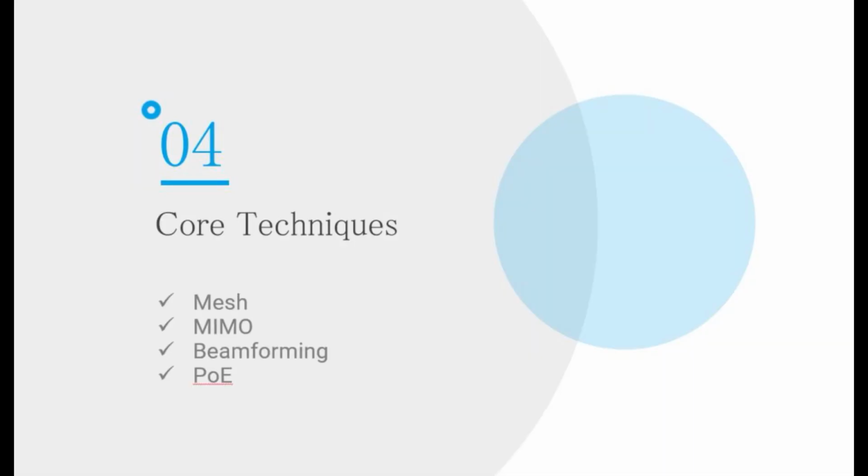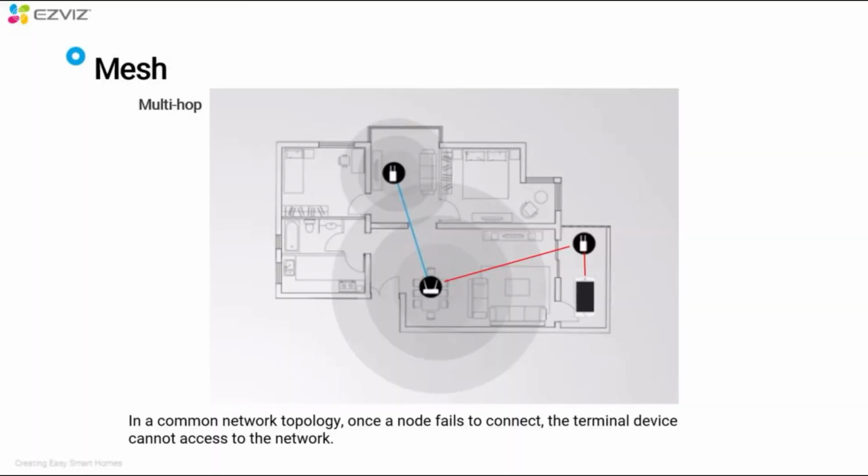Now let's move to the final part, core techniques, including mesh, MIMO, beamforming, and PoE. In this part, we only need a simple understanding. The first technique is mesh. In a common network topology, once a node fails to connect, the terminal devices cannot access the network.